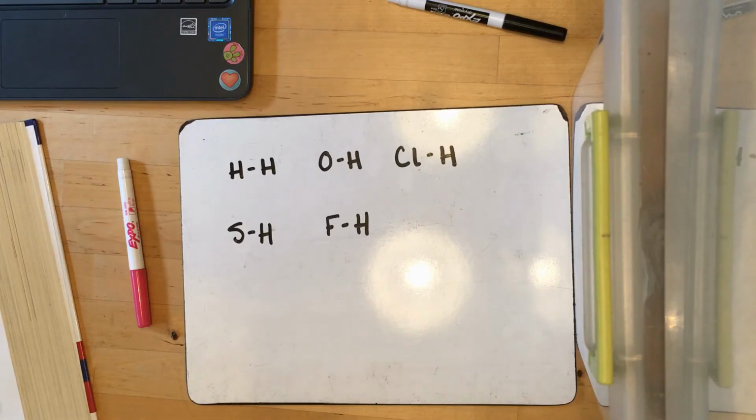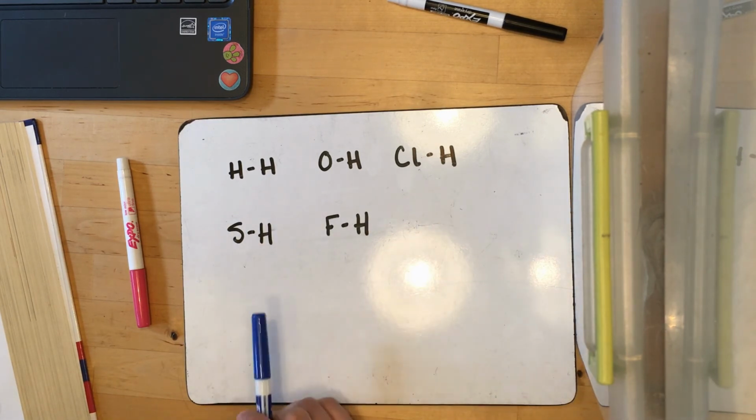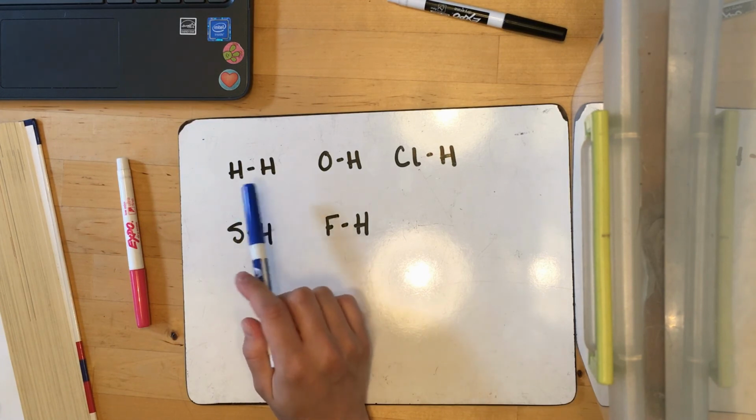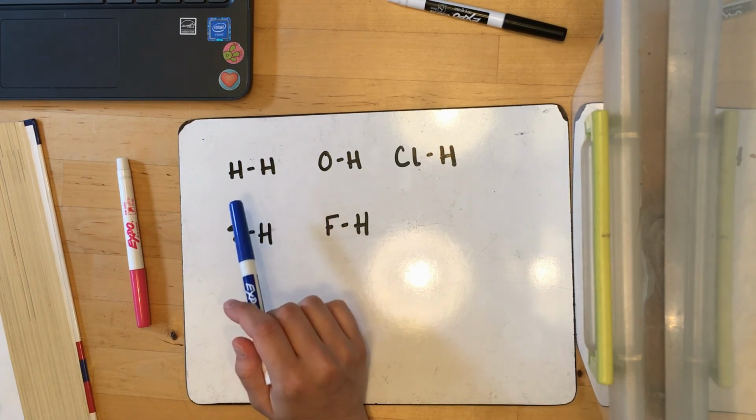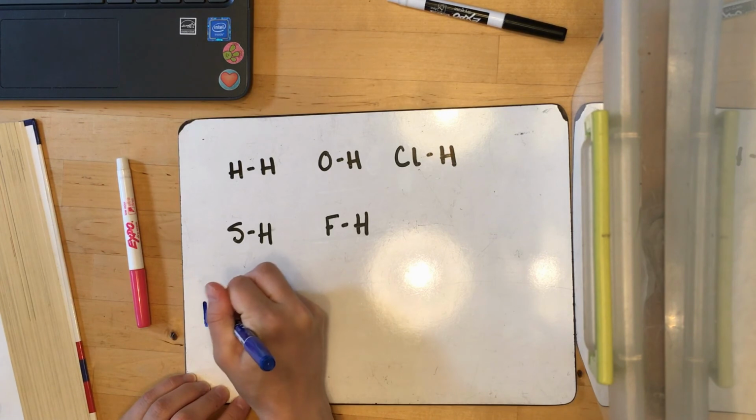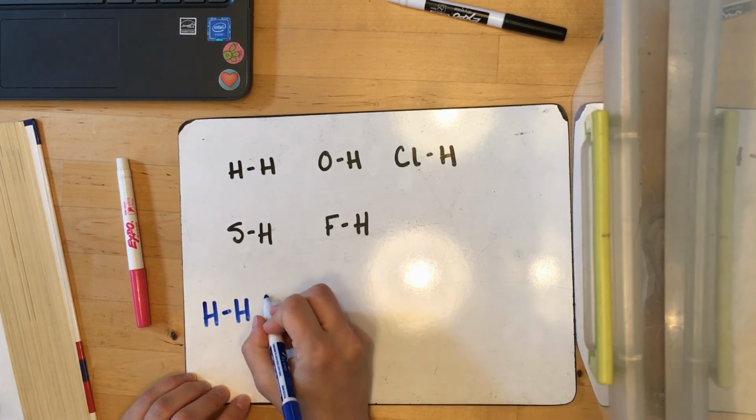So to order the bonds in order of increasing polarity, we need to look at their differences in electronegativity. First of all, just looking at this list, we can see that we have one bond that has identical atoms, which means that the difference in electronegativity is going to be 0. So that's going to be the least polar out of all of these. So we can start by writing HH as our least polar.